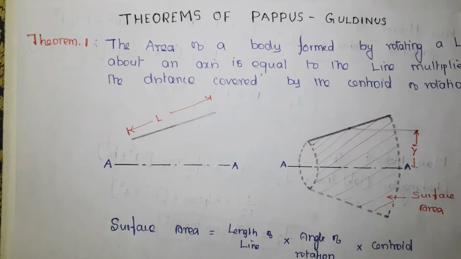Good morning. In this video, we are going to discuss the theorems of Pappus-Guldinus, a very important one. Actually, this theorem works based on the concept of centroid. Theorem one gives the formula for finding the surface area of an object. The second theorem gives the formula for finding the volume of an object. Now let us go and see the first theorem, theorem 1.